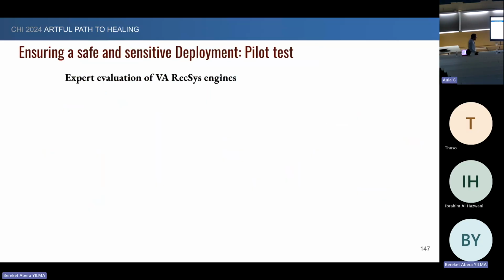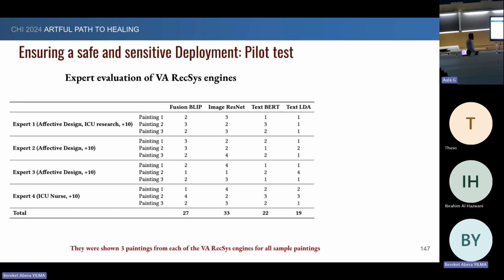So before we actually deploy this with ICU patients, because this is quite a sensitive scenario, we have to do a controlled, safe and sensitive deployment pilot test. What we did is we generated these recommendations for all the 3 sample paintings, and then we gave them to experts: affective design, ICU research, and also an ICU nurse, all of which have more than 15 years of experience in their respective fields. They gave a rating to the recommendations generated by all of the 4 engines: BLIP, Resonate, BERT, and LDA. We avoided using CLIP because it was not really performing well in the last evaluation.